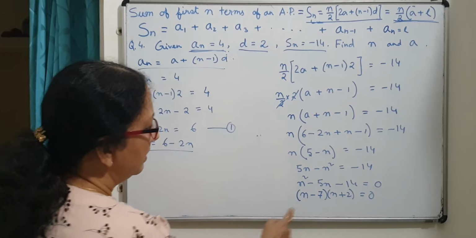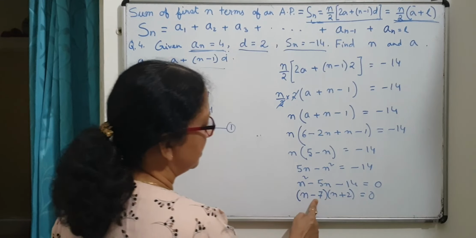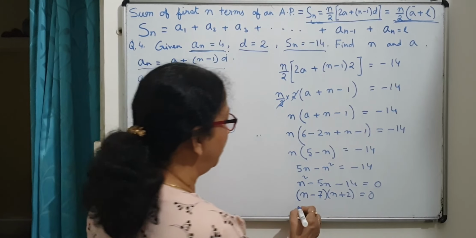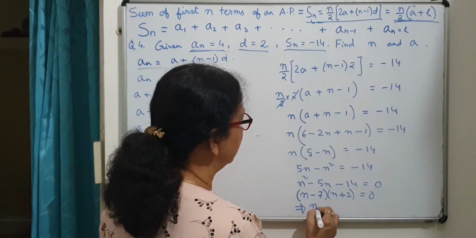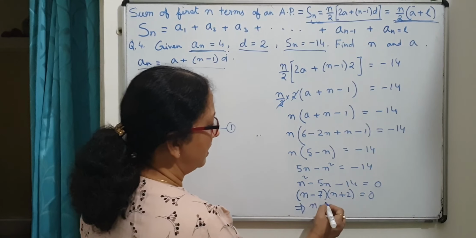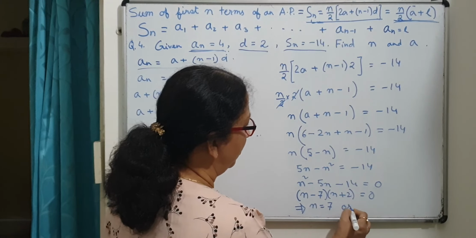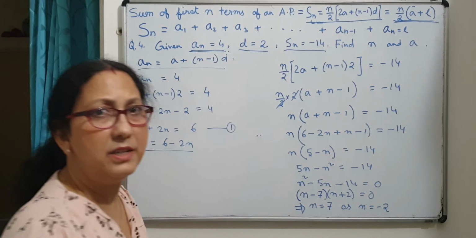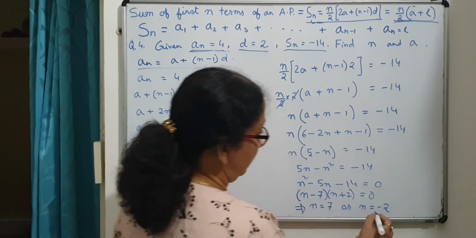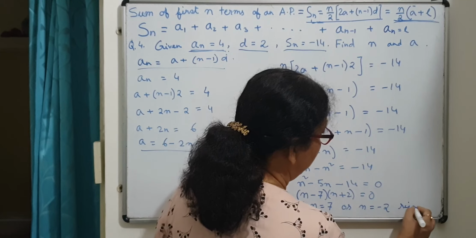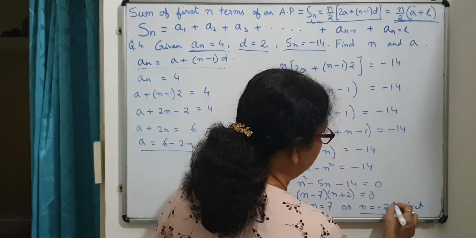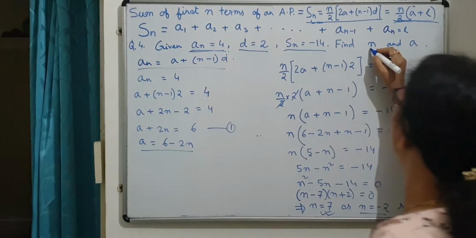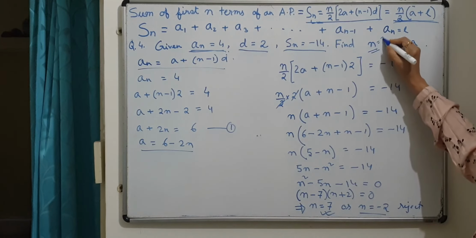We can verify: minus 7 plus 2 is minus 5, and minus 7 into plus 2 is minus 14. So this will be the factorization, from which I will be getting two values of n. When n minus 7 is 0, n is 7, or when n plus 2 is 0, n is minus 2. Now what is n? N is the number of terms, which cannot be negative, so we reject this one. We accept n is equal to 7. So I got this answer.